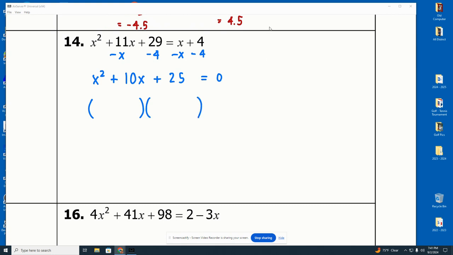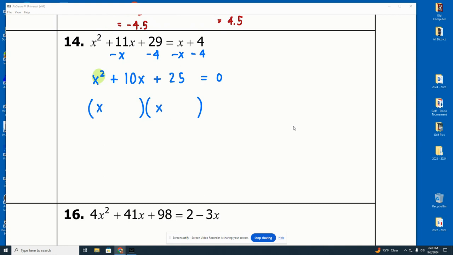And once again, since my A value is 1, we don't have to worry about the over-under, because think about it, I'm just going over with the 1, under with the 1. That's not going to help me. So we get to go straight into factoring. So what multiplies by itself to get x squared? X times x.